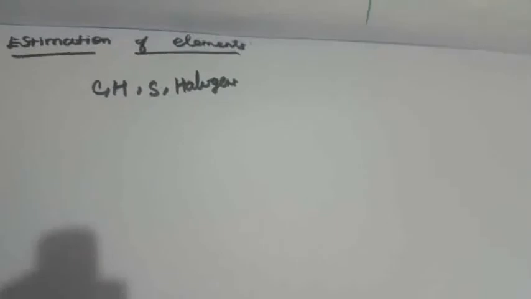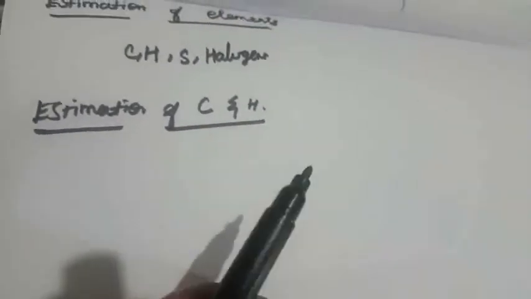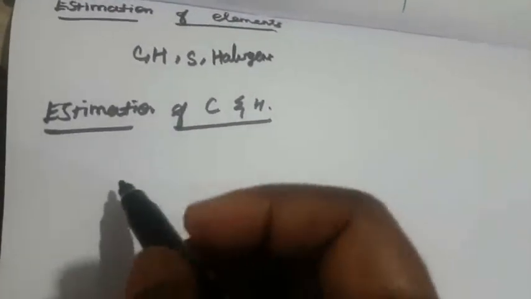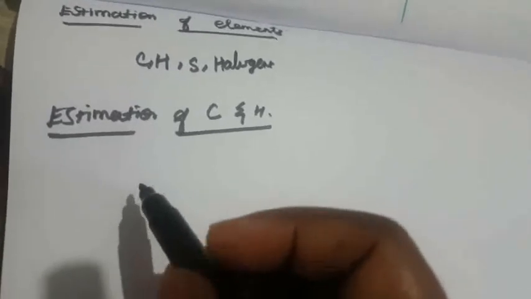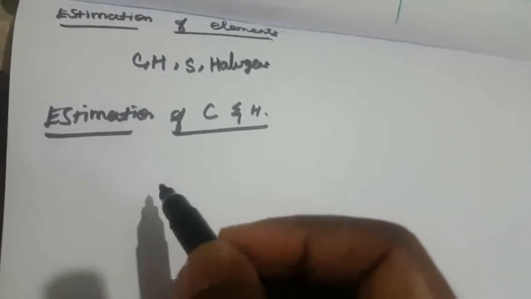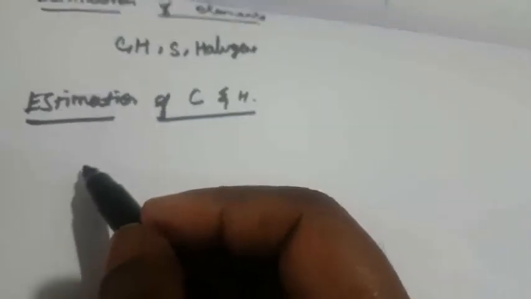First one is estimation of carbon and hydrogen. What is meant by estimation of carbon and hydrogen? A known weight of the organic compound is heated with excess of oxygen. The carbon and hydrogen present in it are oxidized to carbon dioxide and water respectively. That we already studied. Here carbon is x and hydrogen is y.